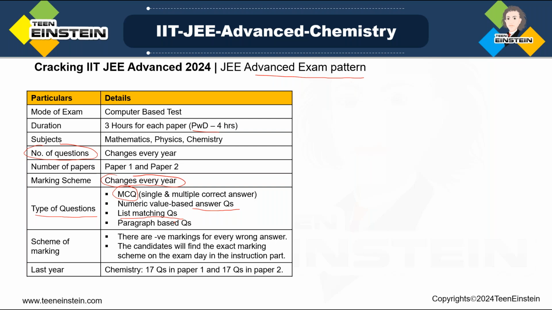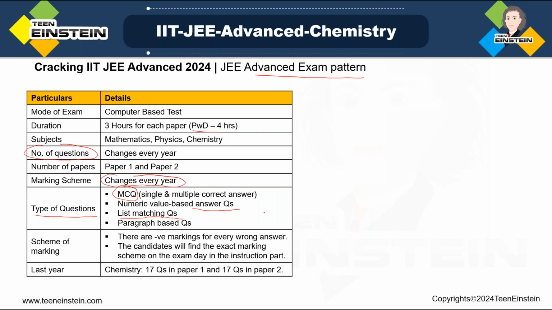So what happens is, there is some paragraph given, and based on that paragraph, questions will be asked. So information will be there in the paragraph, and based on that there will be questions. These are the types of questions that are mostly observed in previous years' question papers.